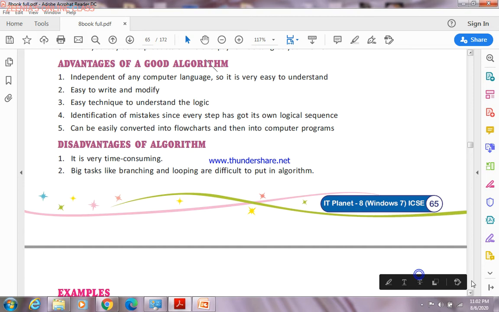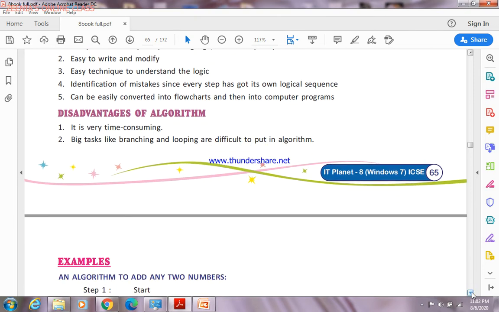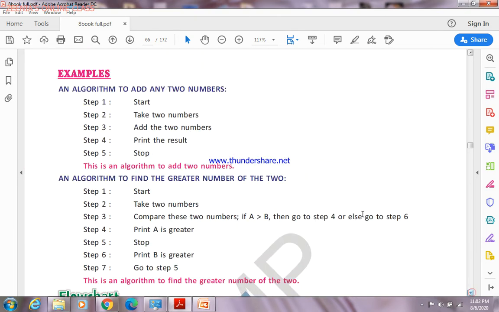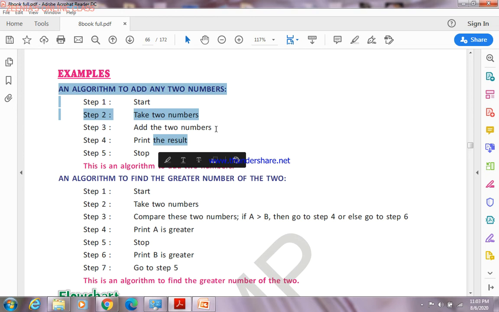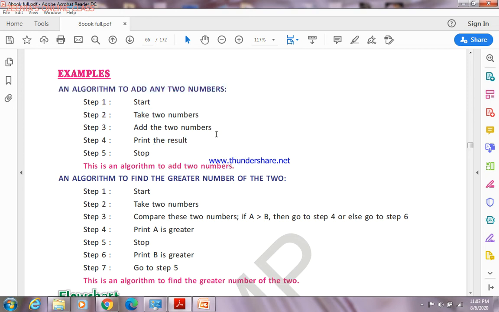Then what are the examples of the algorithm? See, it is giving you example. If you want to add any two numbers, what will be the algorithm? Start, this is the step 1. Then take two numbers, you will take two numbers from the user. Then you need to add two numbers, then you will print the result and stop. See, this much is the algorithm for adding two numbers. So in this way you can form the algorithm for small applications, right?